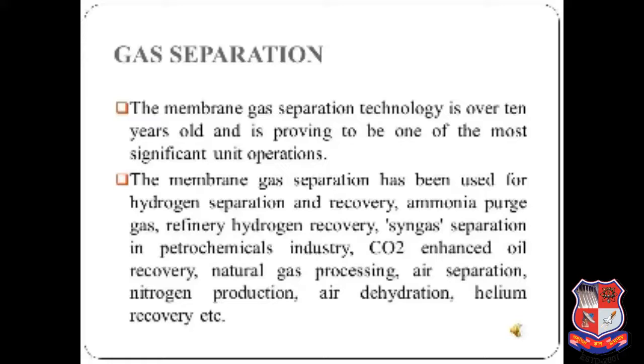For other methods, like adsorption and cryogenic distillation, are done. But in this case, in this gas separation, the gas is separated out. Usually non-porous polymeric membranes are used. In the figure you can see that usually non-porous polymeric membranes are used.